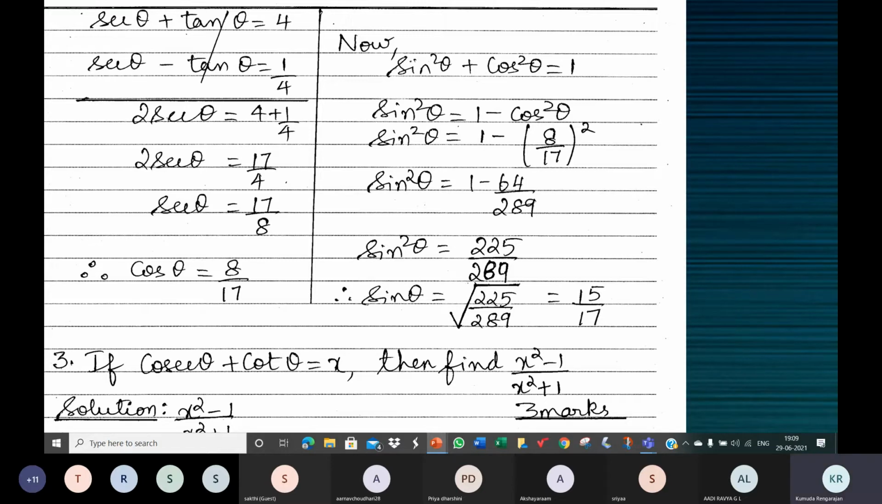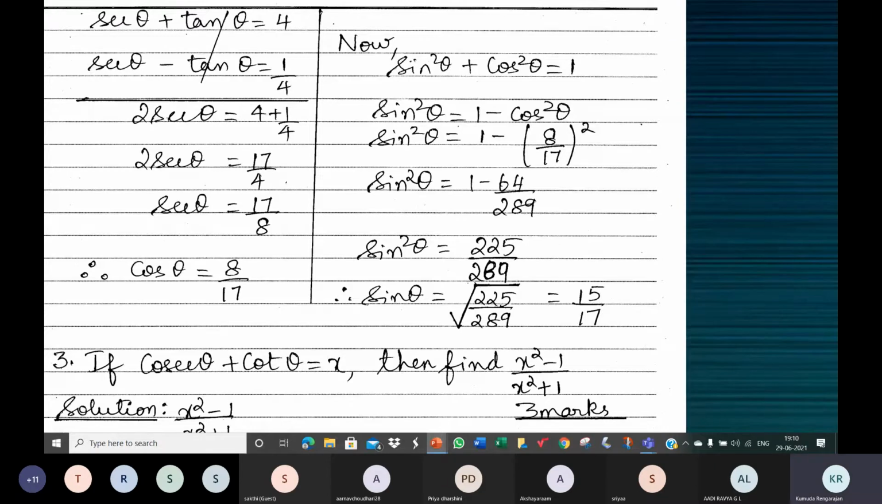So here again, what is cosecant theta minus cot theta? 1 by x, ma'am. Who's that? Priyadarshini, ma'am. Okay. If cosecant theta plus cot theta is x, cosecant theta minus cot theta is 1 by x. All right.